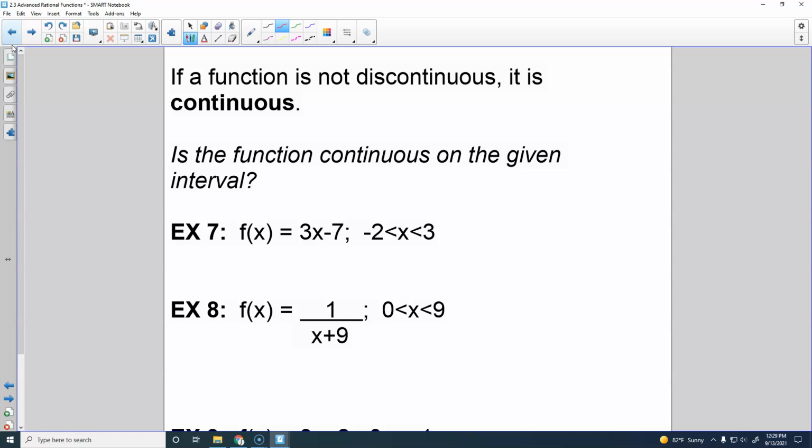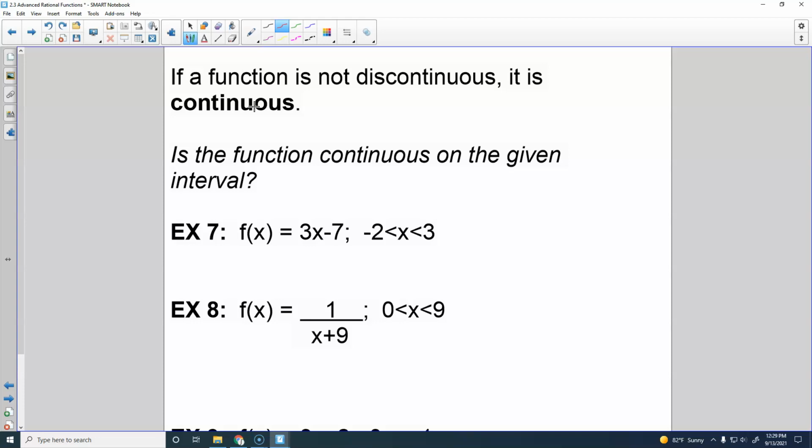So I have put a super obvious statement up here as my first statement on this slide. If a function is not discontinuous, it is continuous. So that kind of is like, okay, thank you, Captain Obvious. That would be an assumption everybody would make, right?